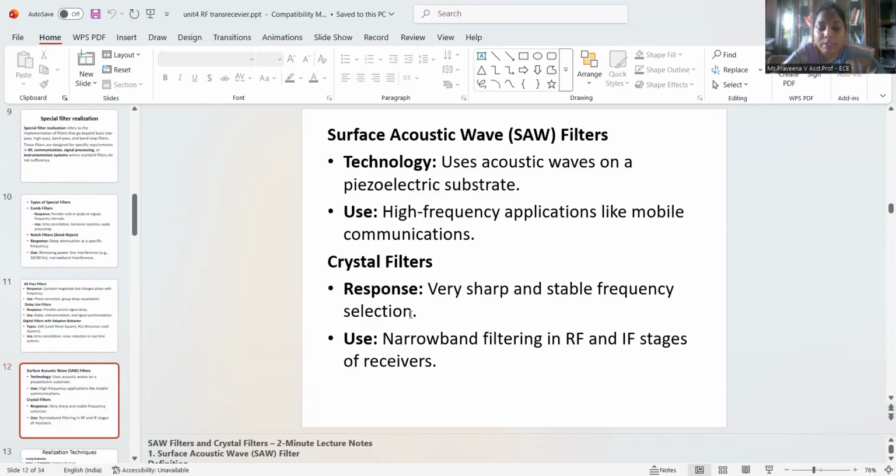Next is the surface acoustic wave filter. A surface acoustic wave filter uses acoustic waves that travel along the surface of a piezoelectric material, such as quartz or lithium niobate, in order to filter signals. The working principle is that the electrical signal is converted to acoustic waves by an input transducer, the acoustic waves travel along the substrate surface, and the output transducer converts the acoustic waves back into an electrical signal. That is the main concept behind the surface acoustic wave filter.